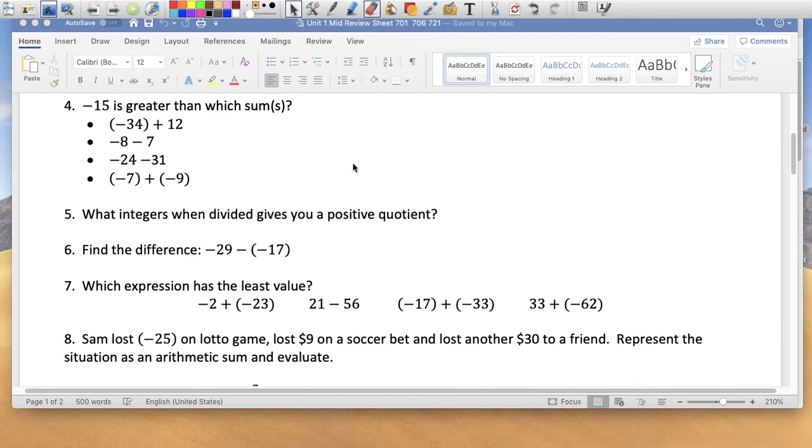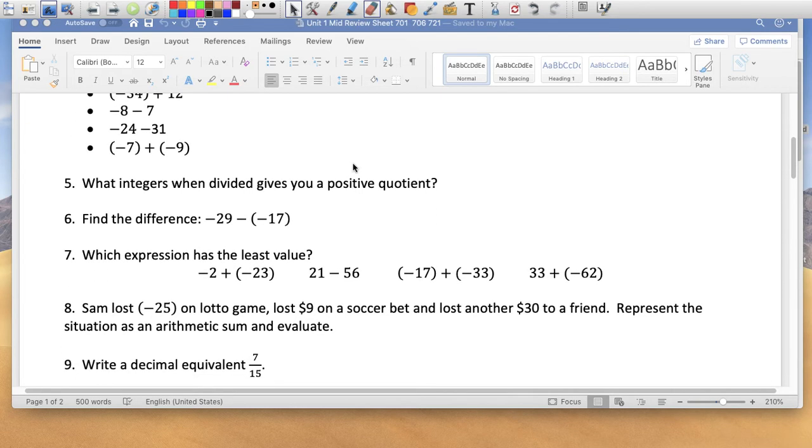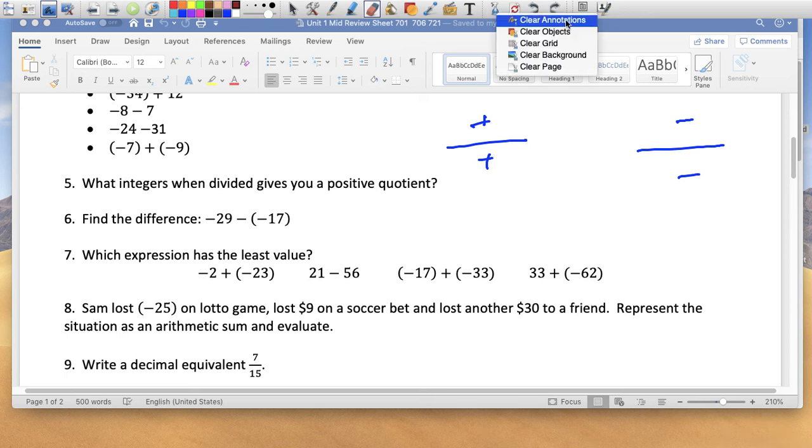What integers, when divided, give you a positive quotient? Well, a positive divided by a positive will give you a positive quotient. A negative divided by a negative will also give you a positive quotient. So those are the integers that I am looking for, right? Two positives or two negatives being divided.